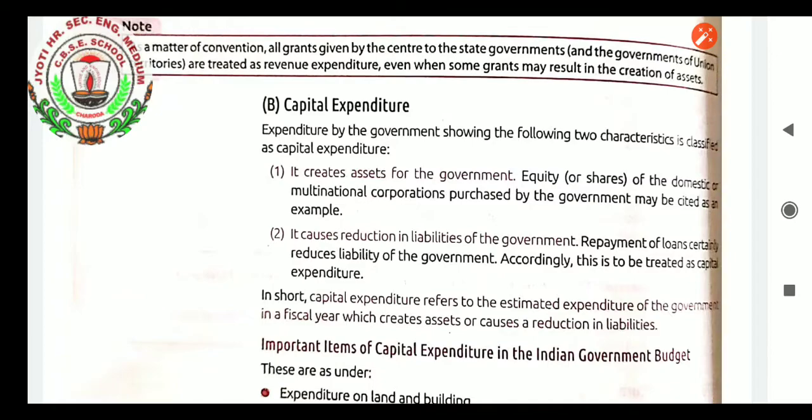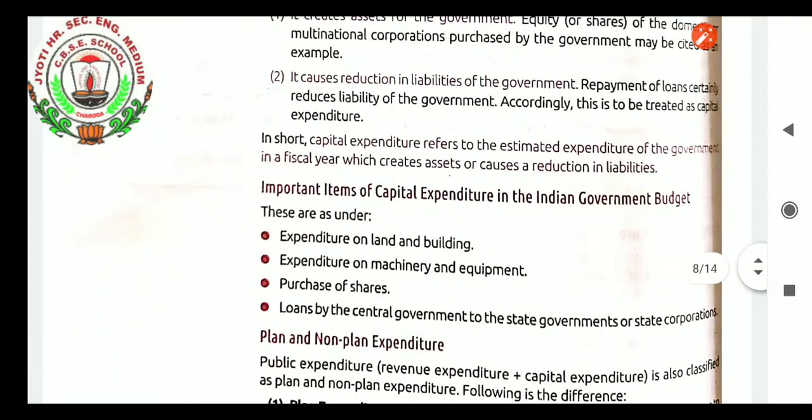In short, capital expenditure refers to the estimated expenditure of the government in a fiscal year which creates assets or causes a reduction in the liabilities of the government. All such expenditure is considered as capital expenditure. Important items of capital expenditure in the Indian government budget are as under: expenditure on land and building, expenditure on machinery and equipment, purchase of shares, loans by the central government to the state government or state corporation. These important items will come under capital expenditure in the Indian government budget.